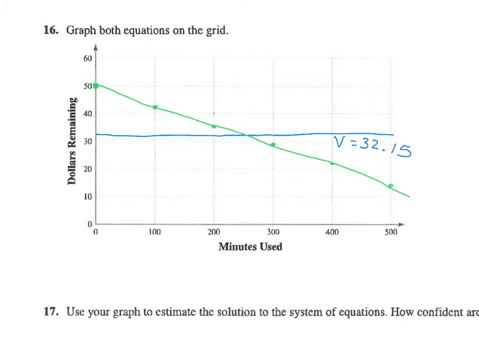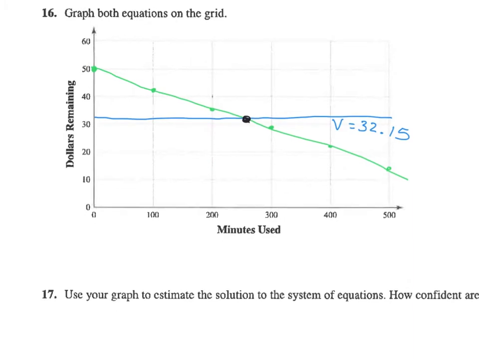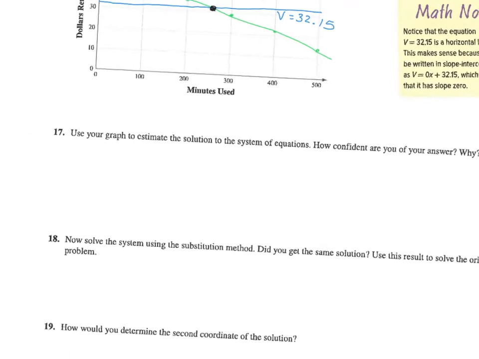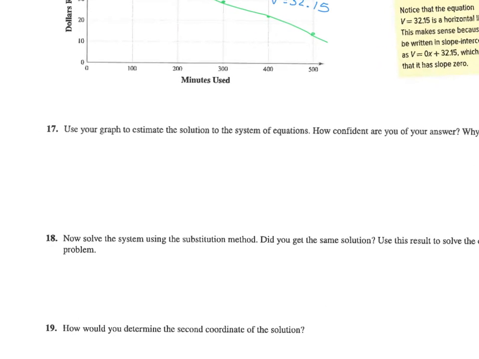Clearly we do have a solution somewhere. I don't know exactly what it is. Like I said, it's between 200 and 300 for my X. I know that my Y, or my output, is 32.15. That's pretty obvious, but I don't know exactly what my X is. Well, what are we going to say? Maybe 260? That's as good a guess as any. It says, use your graph to estimate the solution to your system of equations. Well, we said maybe it's 260, and 32.15 we know about. How confident are you of your answer?